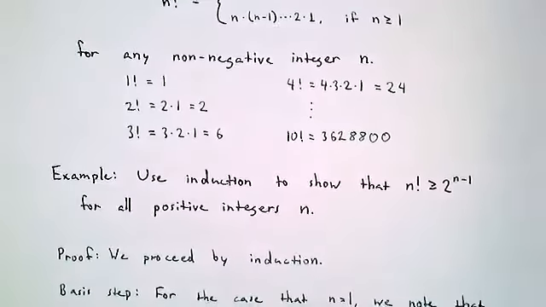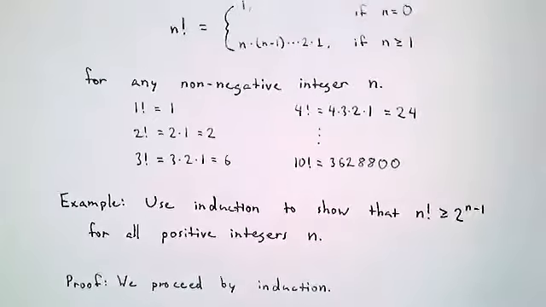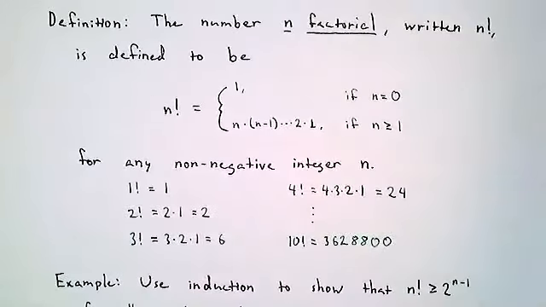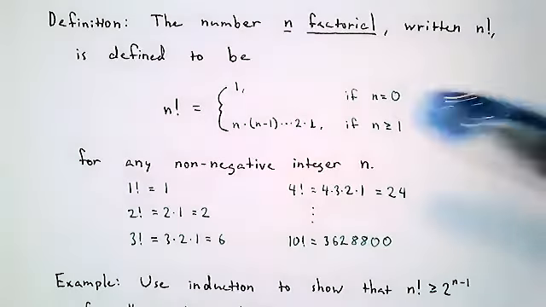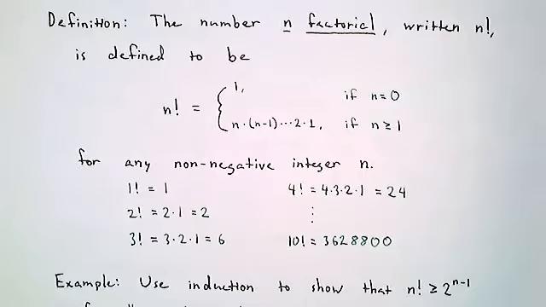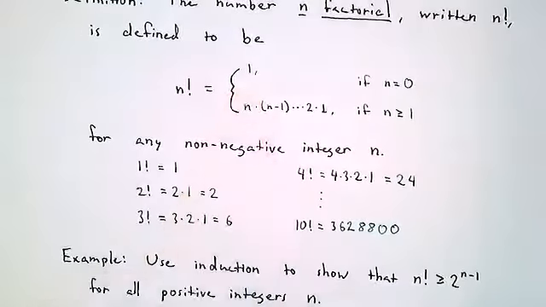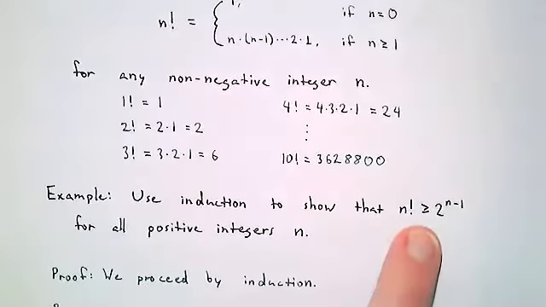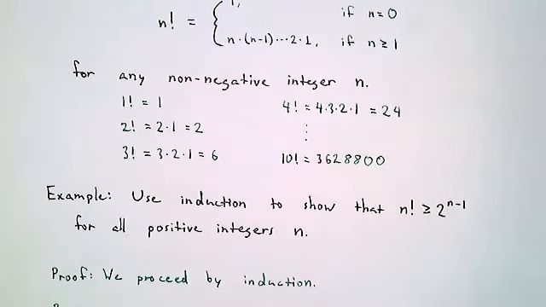And then after that, we talked a little bit about factorials. This is where we multiply all the numbers counting down from a positive integer, or for 0, we just have the number 1. And we proved that this inequality was true no matter what positive number we plug in.